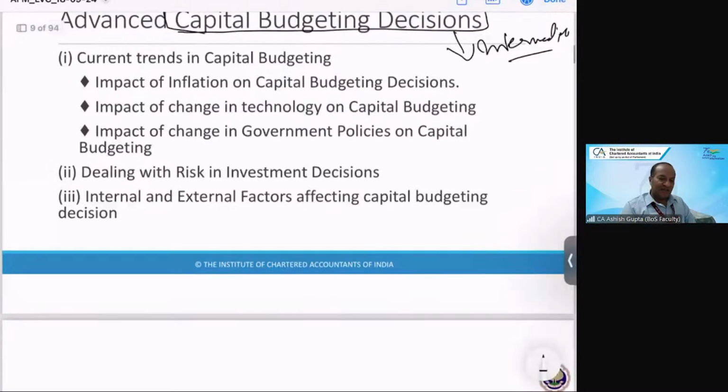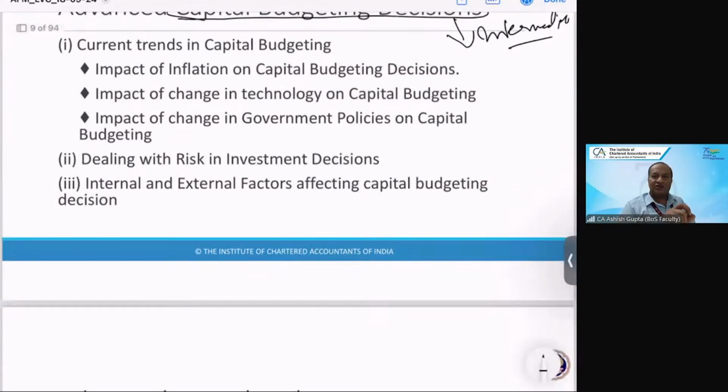Then next we consider the impact of change in technology on the capital budgeting decision, because today the time is changing very fast. Technology is making everything redundant. So we are considering the basic aspect, the simple impact of technology change on the capital budgeting decision. Next, we consider change of government policies on capital budgeting. It is very important. Sometimes government policy also impacts our decisions. Tomorrow, a policy may ban our product, may ban our services. So all these have a very huge impact, and we consider them here.